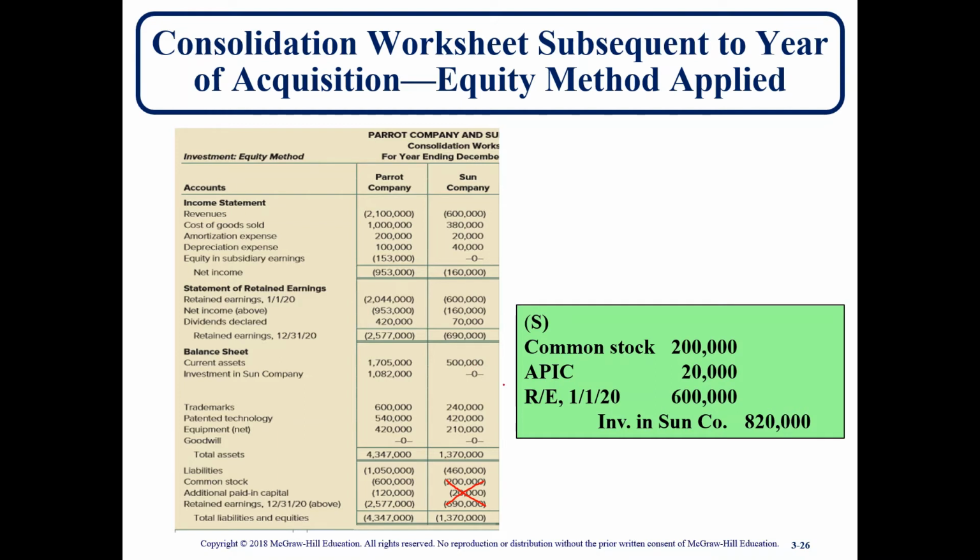In order to do that, we're going to debit common stock, debit additional paid-in capital, and then debit beginning retained earnings. We explained this previously, that we are eliminating beginning retained earnings as opposed to ending retained earnings as we did in chapter 2, because in this chapter we have owned the company from the beginning of the year. And then the addition of these three components is credited to investment in Sun Company. So that takes care of consolidation entry S.